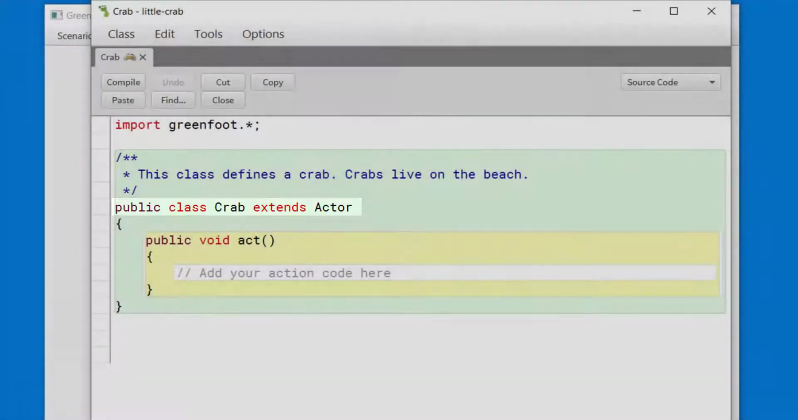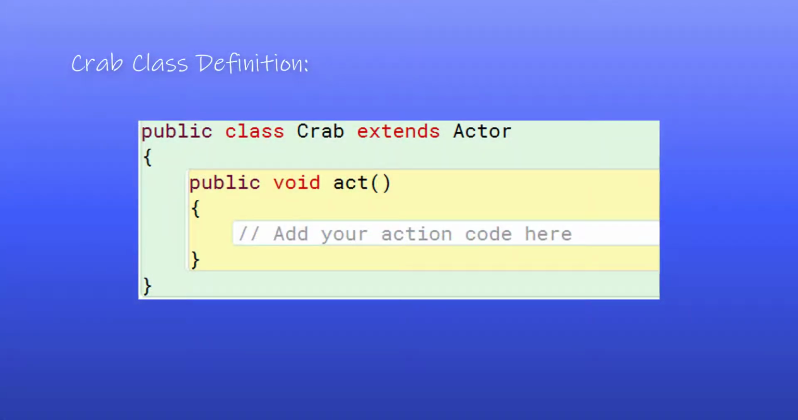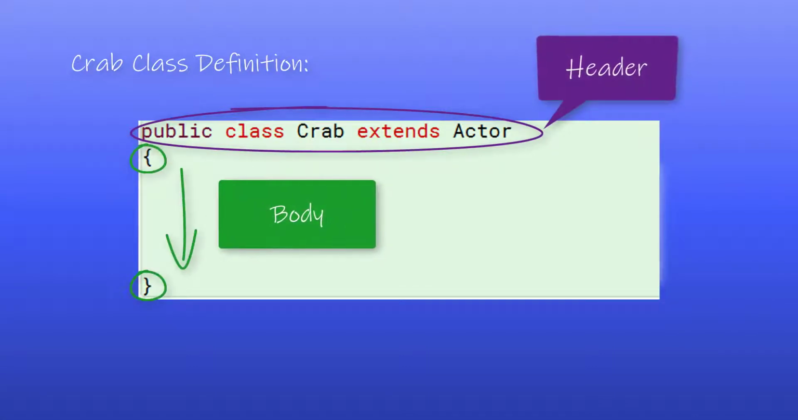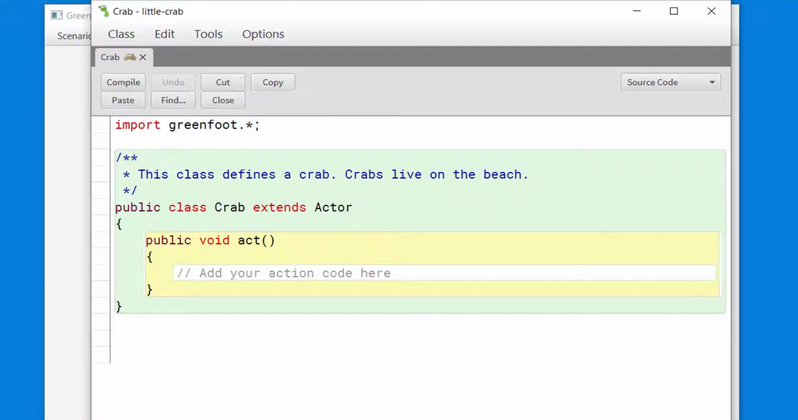This is how we create a class in Java. Class crab defines the name of the class. Extends actor makes crab a subclass of actor. Think about it. A subclass is an extension of its superclass, so the word extends makes sense. The class definition includes the class header and the body defined by opening and closing curly braces. Inside the class body, we can put methods and variables as needed.